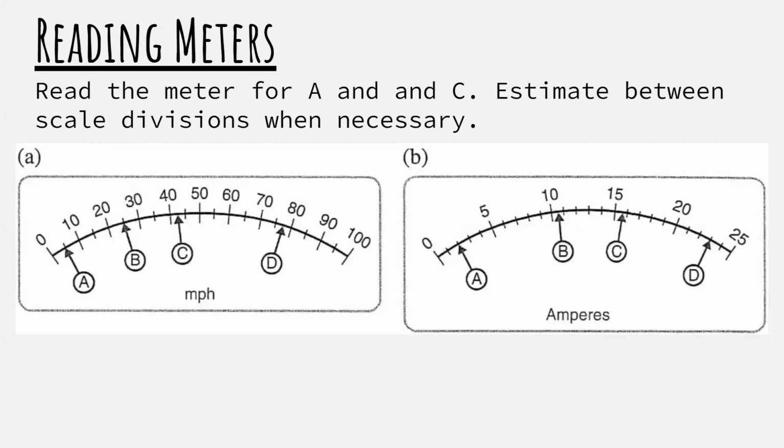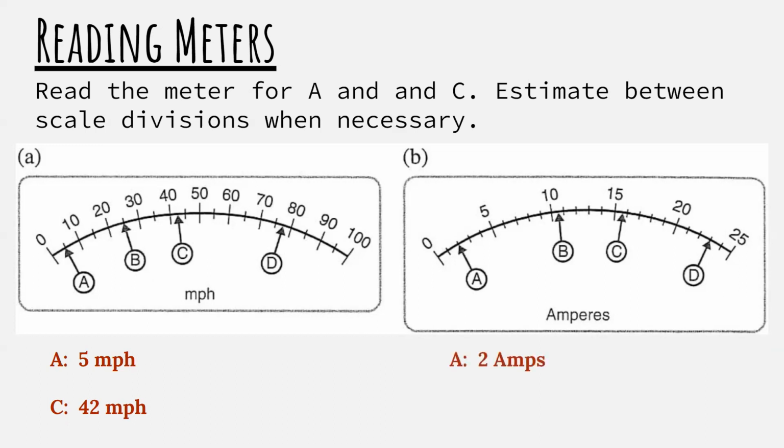All right, next we're going to read these 2 meters. First is a speedometer, and the next one is reading amps. We're just going to read A and C and estimate between scale divisions if it's necessary. So first up for our speedometer, we are reading 5 miles per hour for measurement A. Measurement C falls kind of between 40 and 45, and it seems to be around 42 or 43 is also okay.